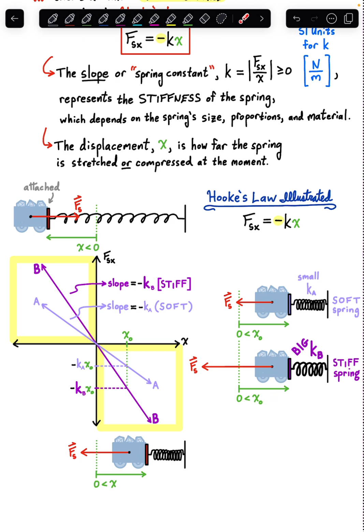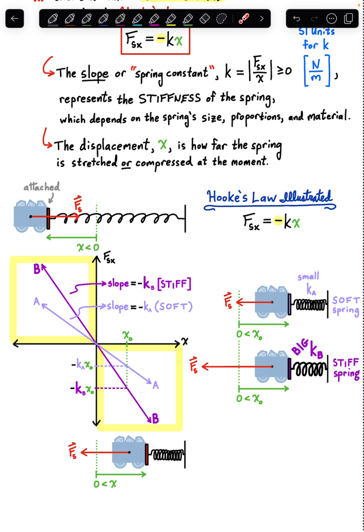What this is indicating is that the slope k of each of these functions corresponds to that stiffness. The steeper slope represents a spring that exerts a bigger spring force at a given displacement. Given displacement, bigger force for a steeper slope. So there's our stiff spring, and there's our softer spring right there. That's the connection between slope and spring constant, slope and stiffness.